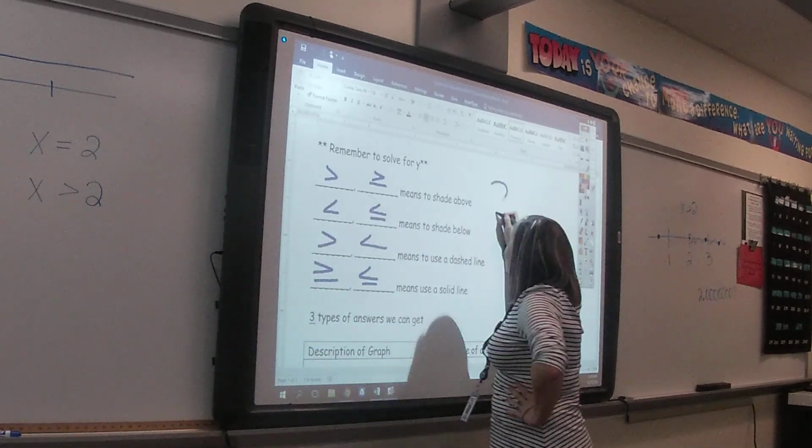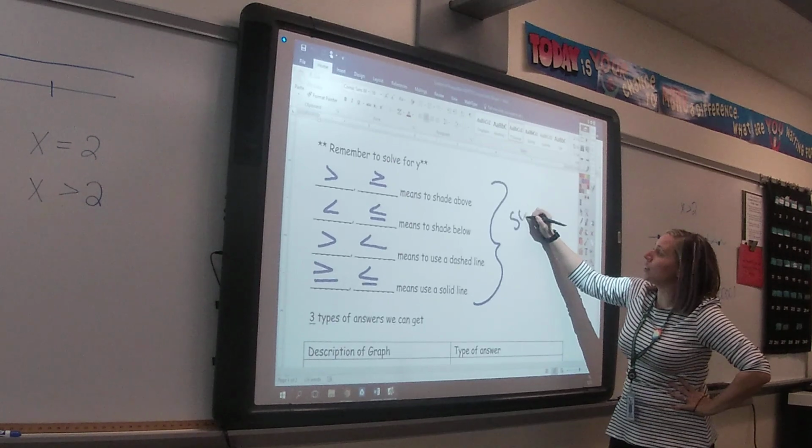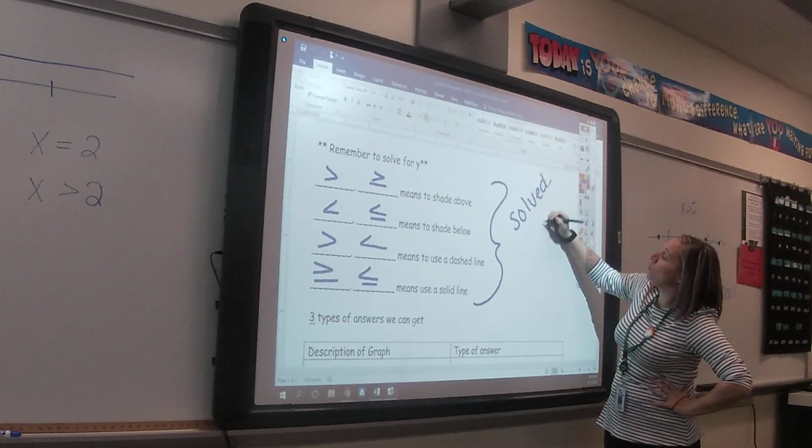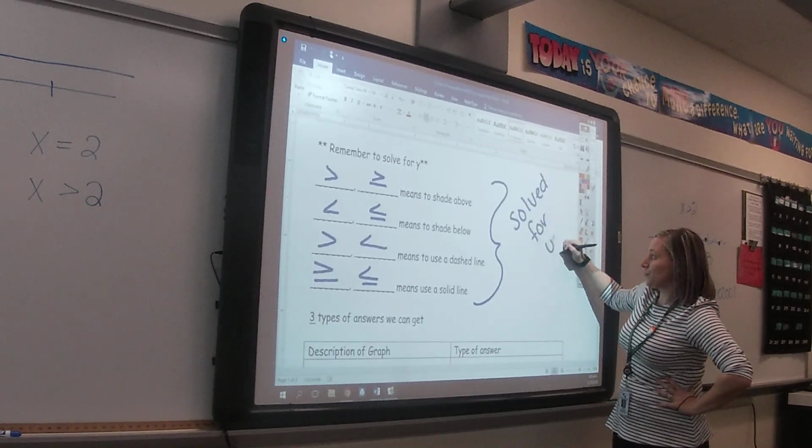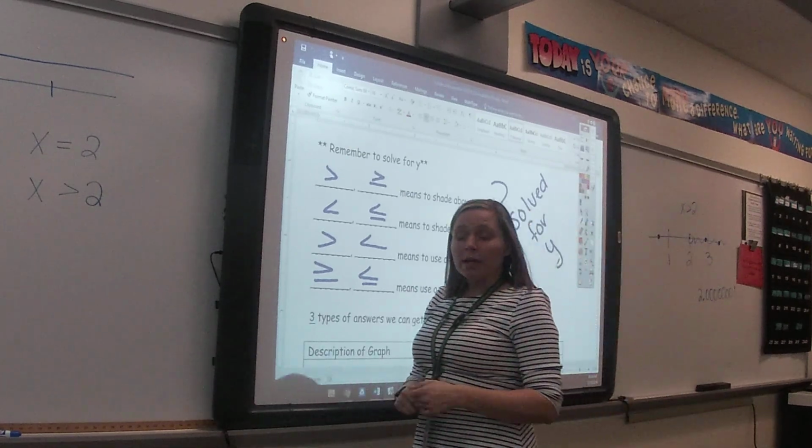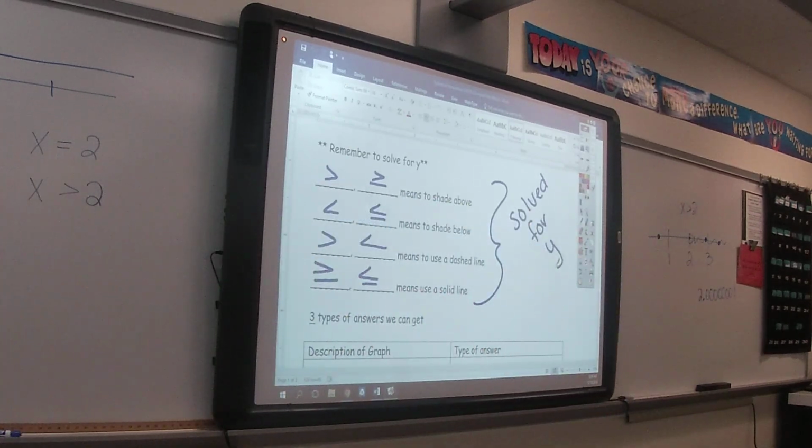Okay, now these rules, remember, they only worked if we were solved for y. So we're going to want to make sure that we have it solved for y before we do anything else.